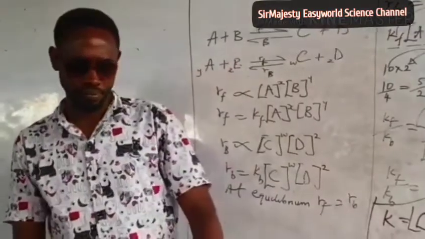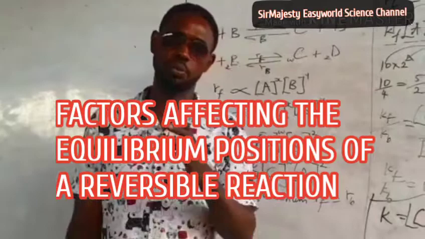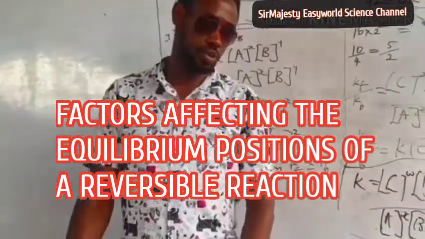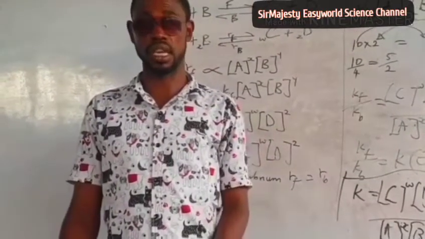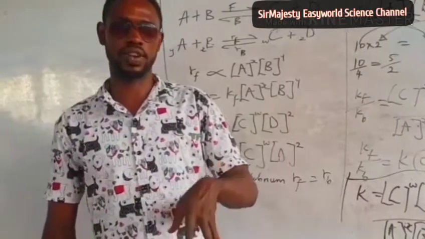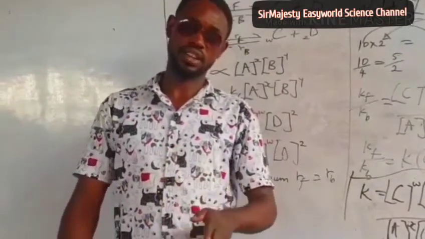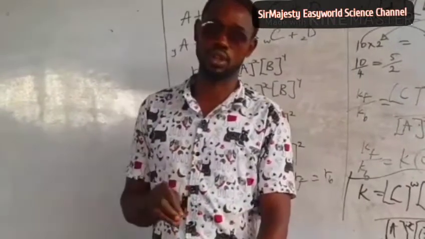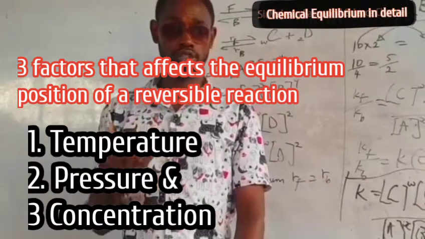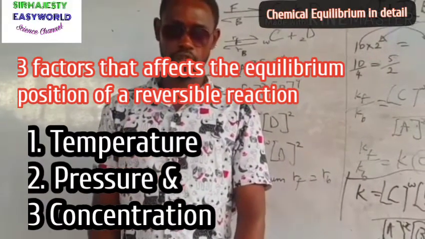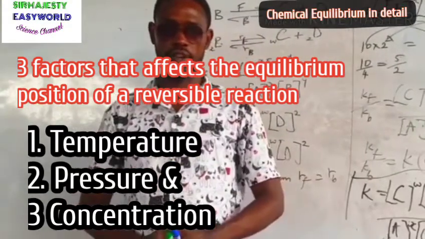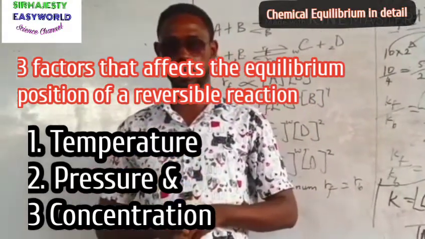Now let us take a look at 3 factors that affect the equilibrium position of a reversible reaction. Remember that a reversible reaction is said to be at equilibrium, dynamic equilibrium, when the rate at which the forward is occurring is equal to the rate at which the backward is occurring. There are 3 factors that affect the equilibrium position of the reversible reaction. These 3 main factors are temperature, pressure, and concentration, as you can see there on the screen.